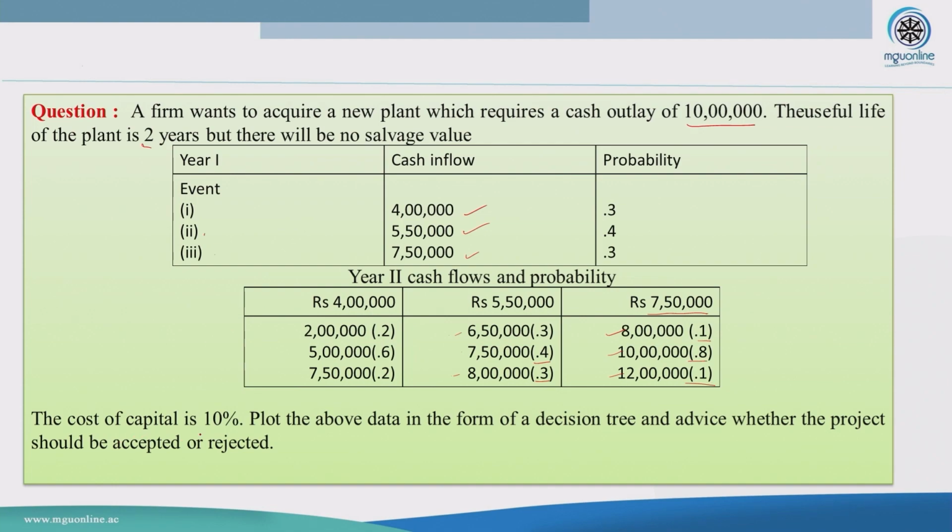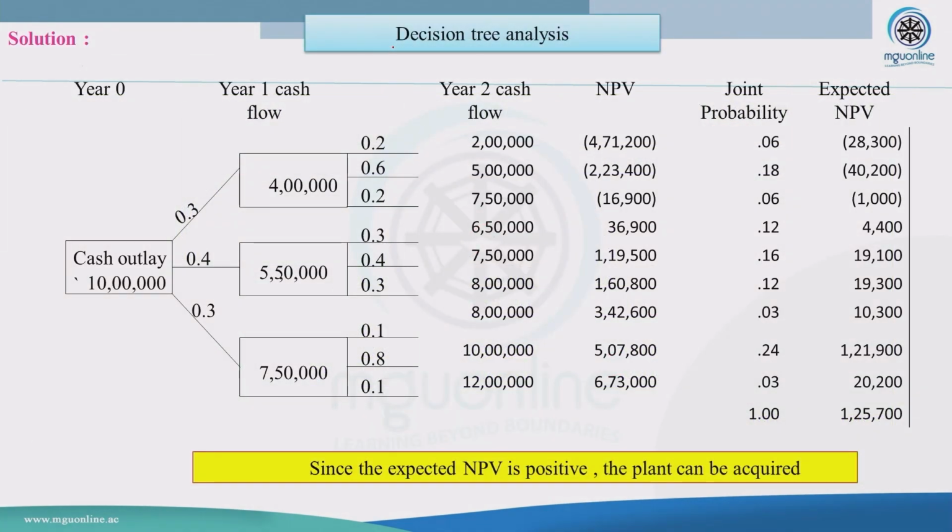The cost of capital is 10%. Plot the above data in the form of a decision tree and advise whether the project should be accepted or rejected. We can draw a decision tree.